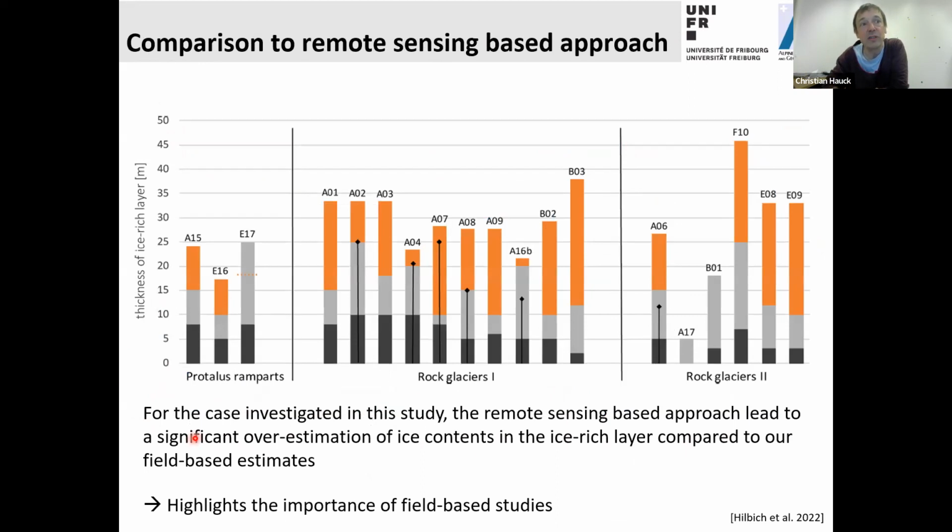This is a comparison between purely remote sensing based analysis of ice content and thickness, which would be the orange estimates, and our field-based estimates, which would be the gray or the black ones here. So in this case, we found that if you use, at least in the literature, standard approaches to get thicknesses of rock glaciers and ice contents of rock glaciers from remote sensing data alone, so visually, then it's usually an overestimation of the ice content and of the thickness, at least in this study area.